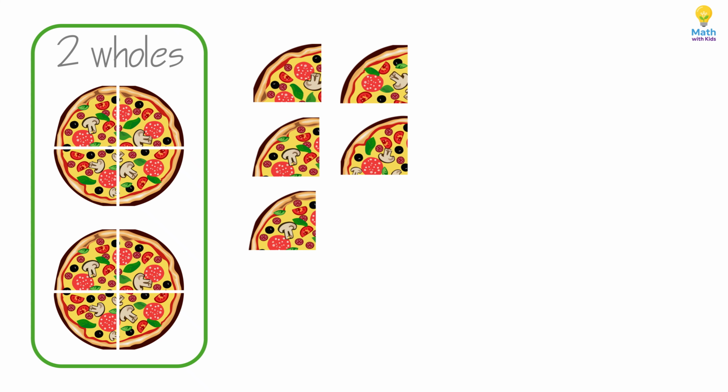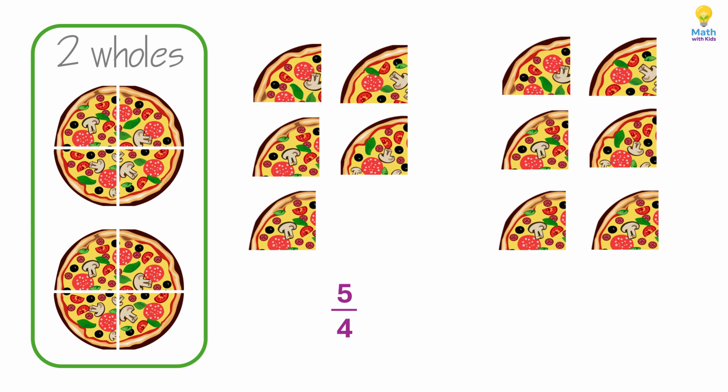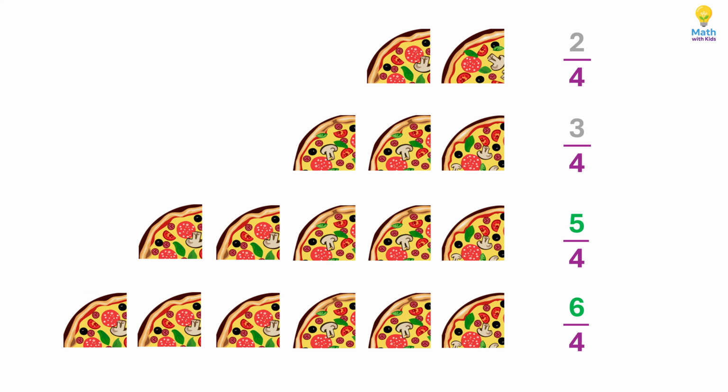The denominator is 4, so what's the numerator? That's right, it's 5. We read it as 5 quarters. If we take 6 slices, that's 6 quarters. Now we notice something interesting. The numerator can be greater than the denominator. That's what we call an improper fraction.